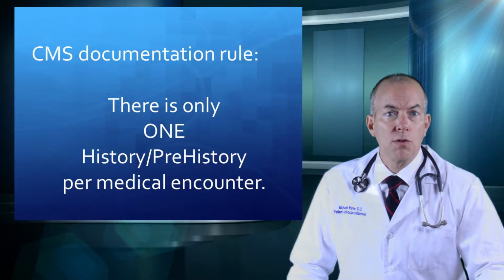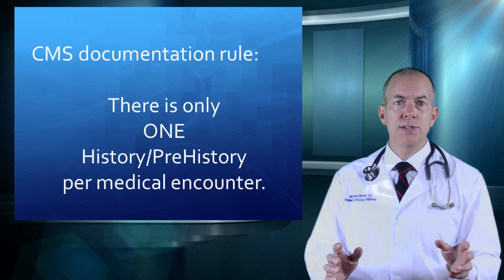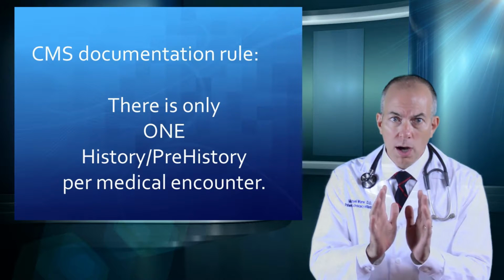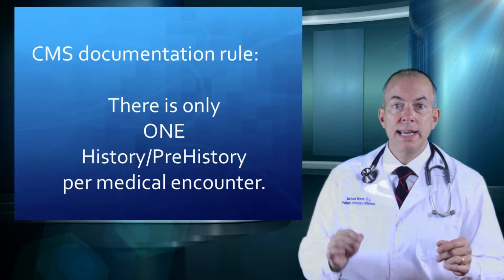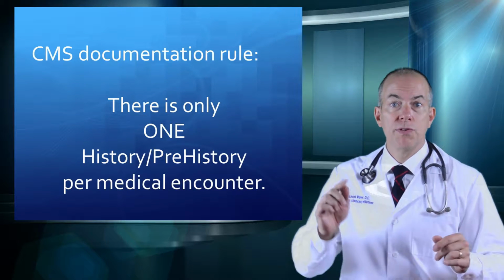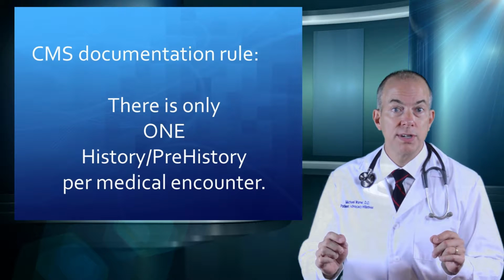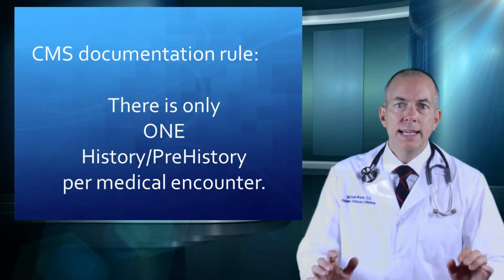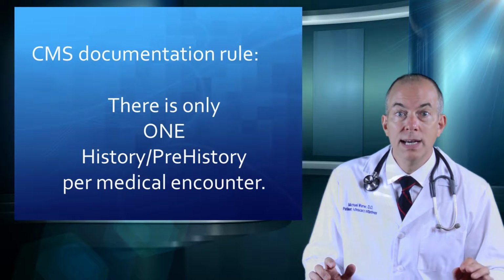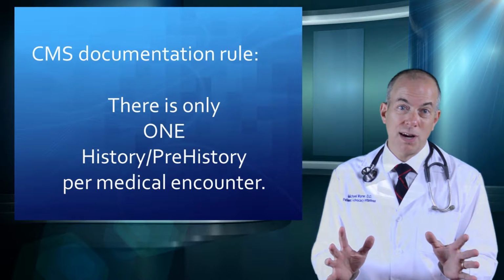One thing to be clear regarding the history, let alone the prehistory: there is only one history per medical encounter. Chief complaint, history of present illness, status, review of systems, past, family, and social history. The history and the prehistory need to be to the point. The patient needs to tell his or her story, but it also needs to be readable in size.